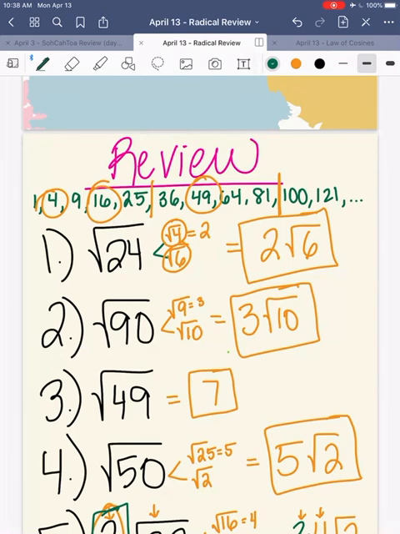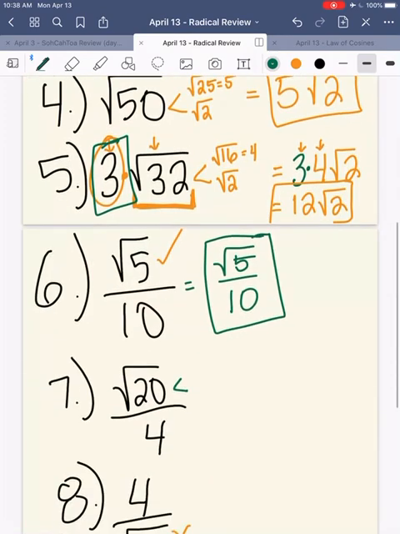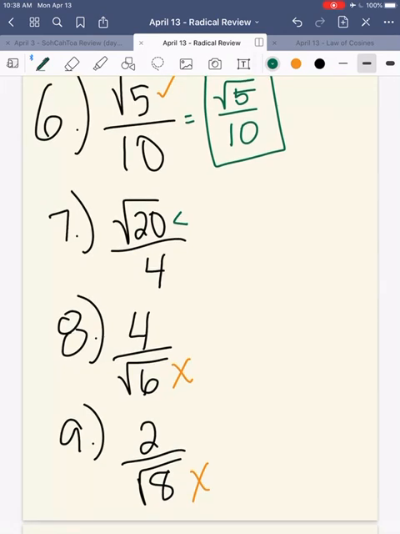And you guys, we don't really even look at 1 because 1 goes into everything, and it doesn't really help us, quote unquote, break down the number. So we're just going to look at 16, 9, and 4. And 4 goes into 20, 4 times 5. So that's going to be 2 root 5 over 4, and then we're going to try to simplify from there.